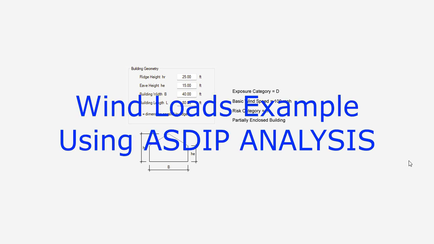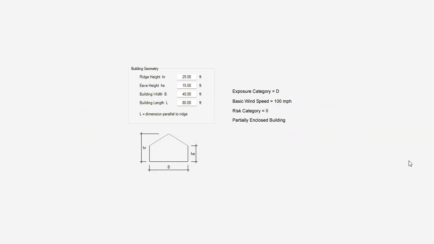ASDIP analysis includes the calculation of wind pressures on a structure per the ASCE 7 code. But how do you actually enter the wind parameters and the building geometry into the program? How do you analyze the results? This is Javier Encinas, and today I'm going to present an example from scratch of a building subject to wind pressures. Let's get started. As an example, consider a gable roof structure.